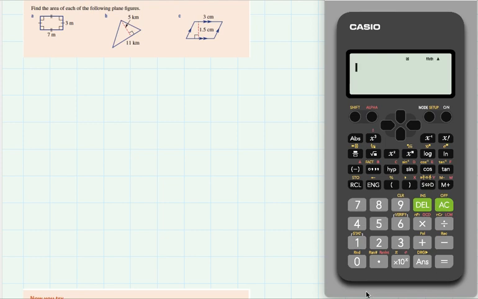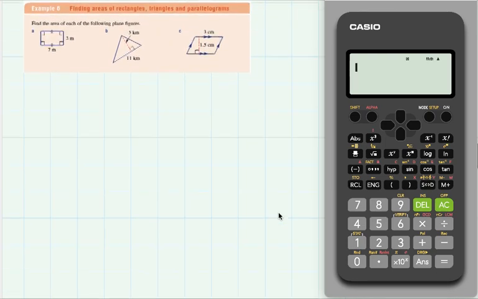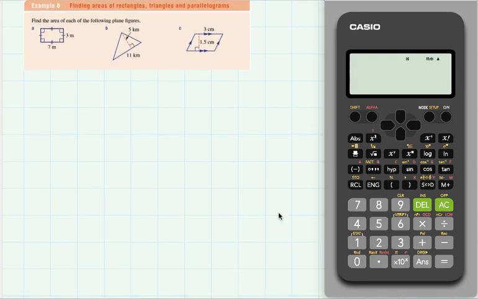In this video, we're going to be looking at finding the area of rectangles, triangles and parallelograms. So, first thing is we need to recognize the shape. So we're going to tackle part A. So this shape here is a rectangle.